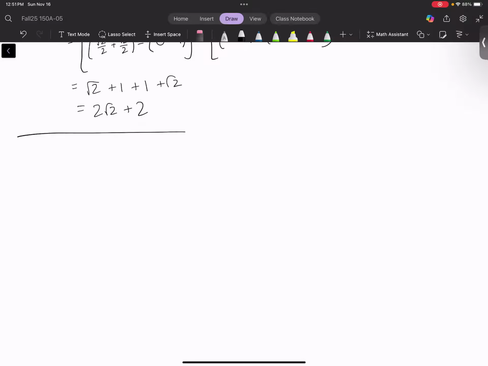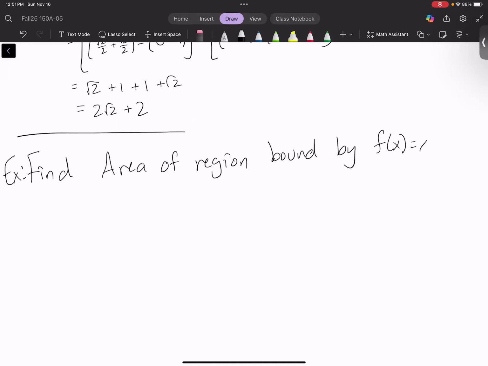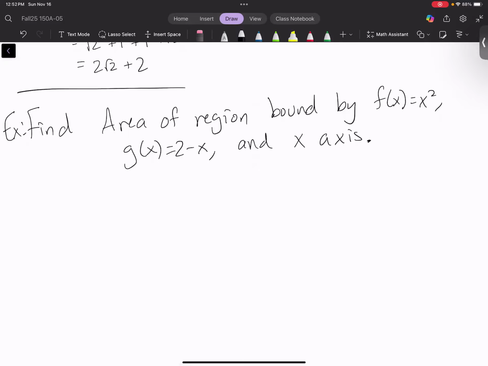where we want to find, let's call it an example here, not necessarily the area between two functions, but just a region bound by multiple functions. So find the area of the region bound by f of x equals x squared, g of x equals 2 minus x, and the x-axis. Okay. So what we need to do is figure out what kind of region this is, and then we can set up our integral. Okay, probably multiple integrals, but we'll see.